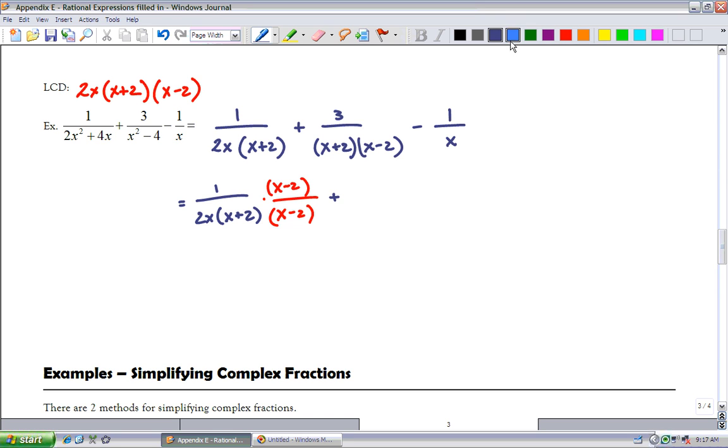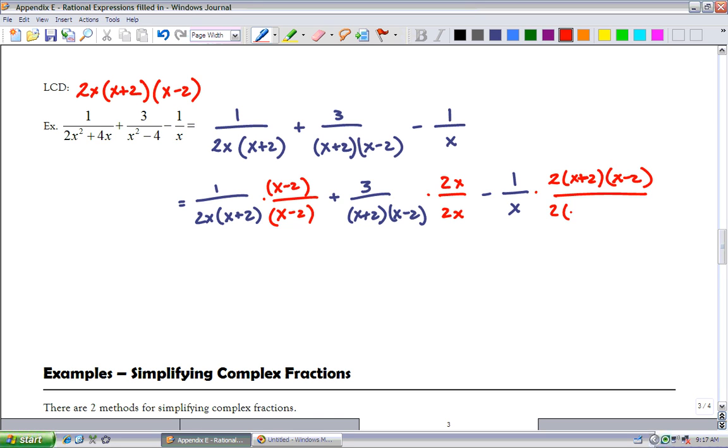In my second expression, I will need to multiply by a factor of 2x. So let me write this out. Then I need to multiply this one by 2x over 2x. And lastly, my last expression needs the most work here. It needs to be multiplied by 2 and x minus 2 and x plus 2 and x minus 2. Now all of those have our least common denominator in them.